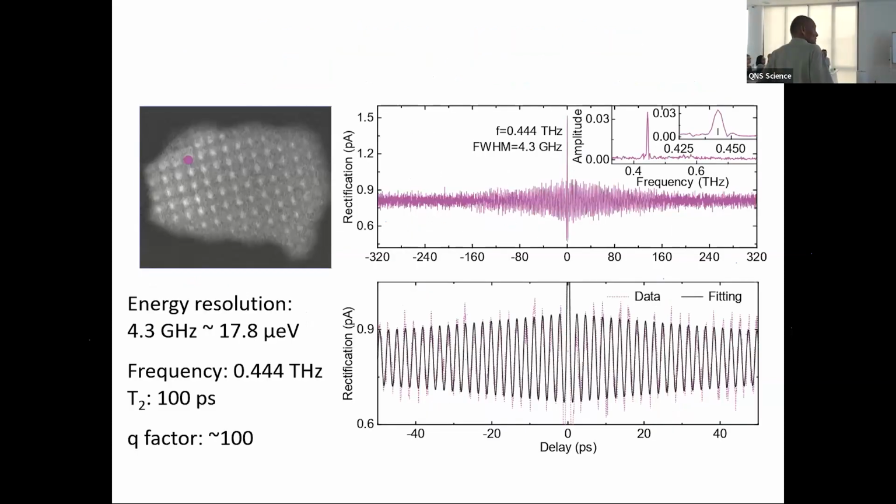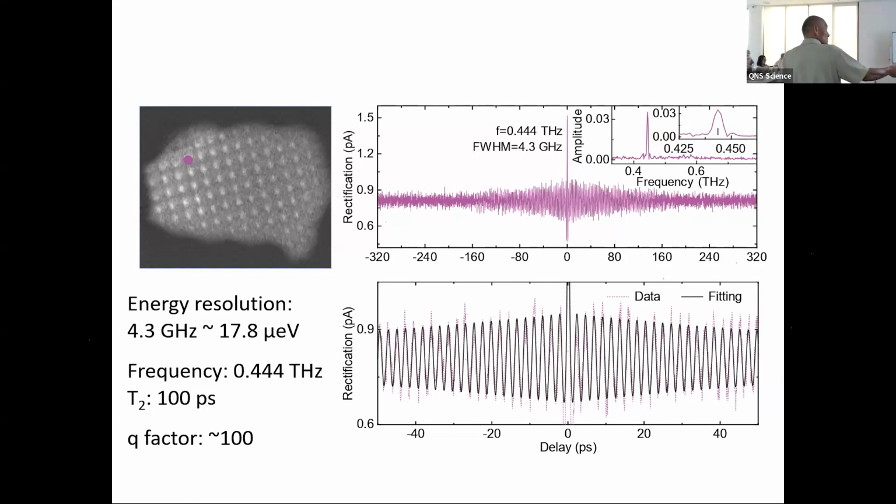Okay, so this is one of the data you can see here. Now this is the copper nitride surface, and we put the chip right on here. And then we measure its function of delay from minus 320 picoseconds to 320 picoseconds. And then you see this current. And if you zoom in on the first 50 picoseconds, you can see the oscillation more clearly.